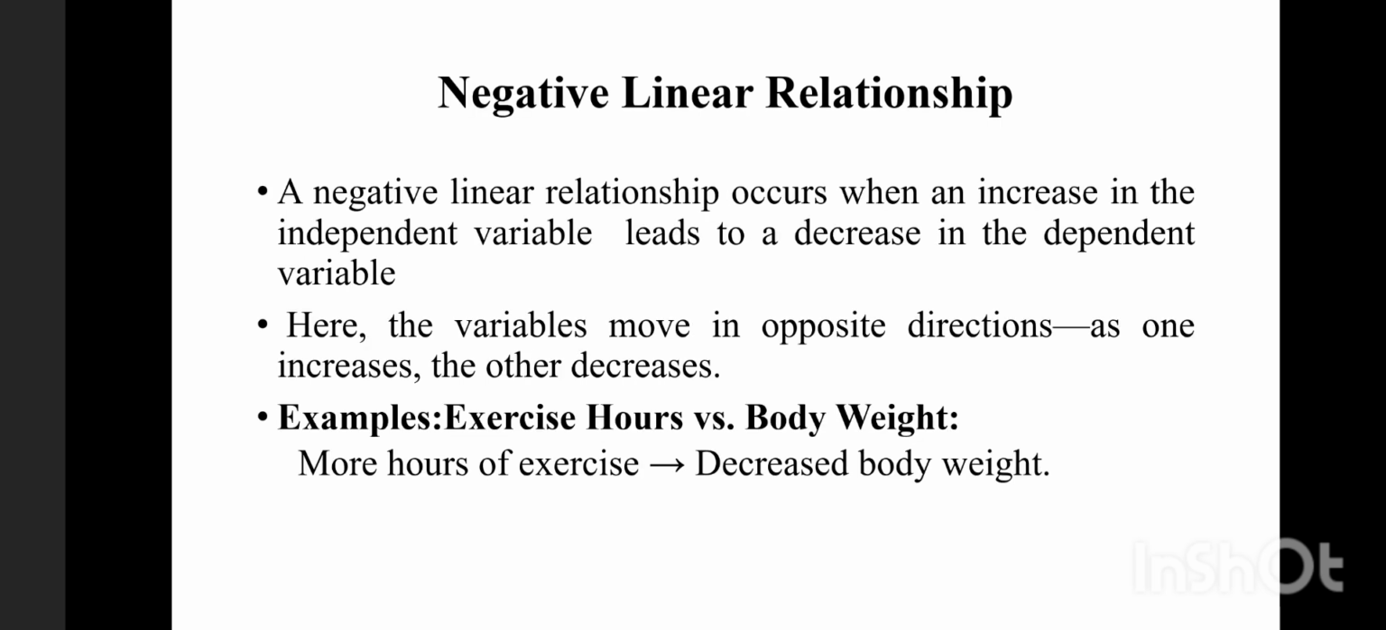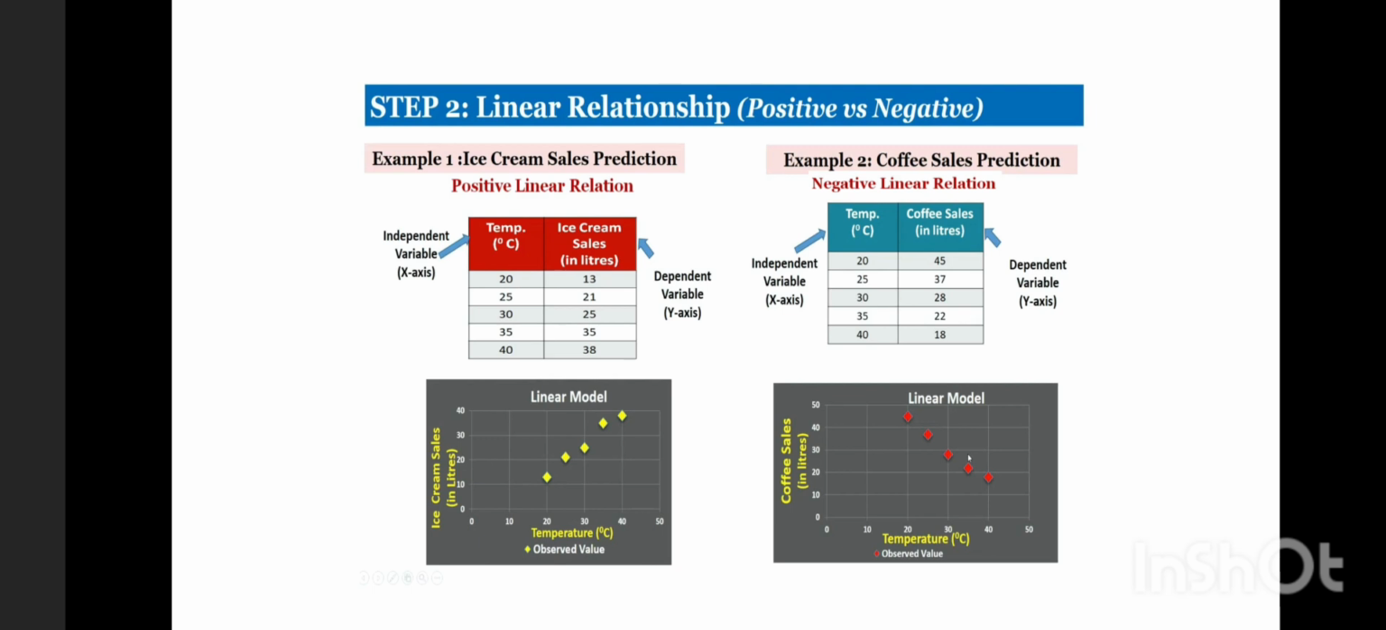The next one is negative linear relationship. In a negative linear relationship, variables move in opposite directions. When one variable increases, the other decreases. This creates a downward trend in the graph. Negative relationship example: more exercise hours can reduce body weight. This represents a negative linear relationship. Both variables move in opposite directions. This is the best example for positive and negative linear relationship models.